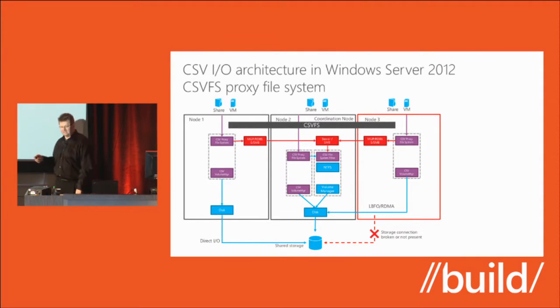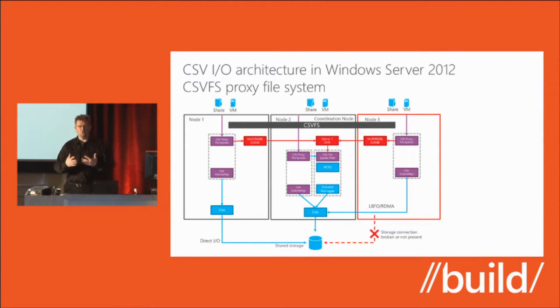So here's a failure scenario. One of the cool things about CSV is that we also have failure handling. If you walked up and yanked all the fiber cables out of the back of the server, we will detect that. And if we detect that we have lost storage connectivity, we will start redirecting I/O, all the I/O, not just the metadata, over SMB and through one of the nodes, which then does the I/O on its behalf. That way we can recover from complete storage failures.